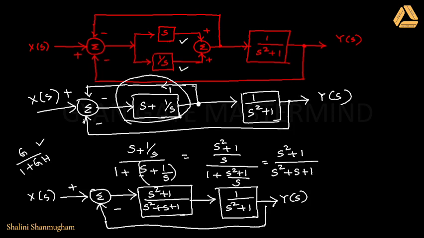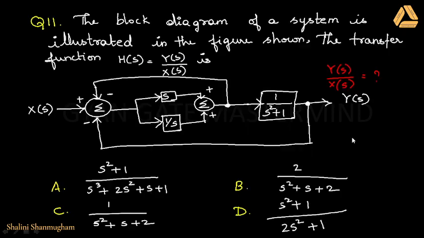So from this one you could say that these two blocks are in cascade connection. So you can multiply this, which will give you the transfer function 1 by s square plus s plus 1, because this term and this term will be cancelled out. So this is the transfer function for this block diagram. So the answer is C.